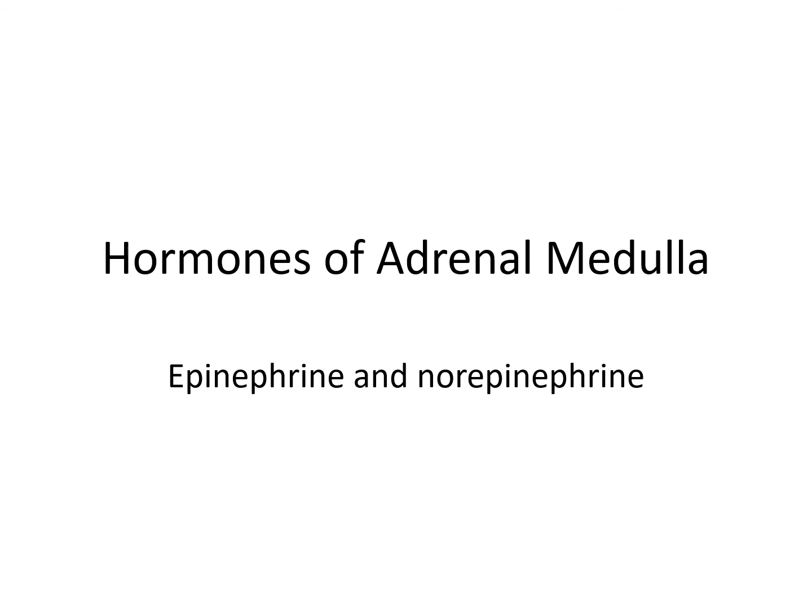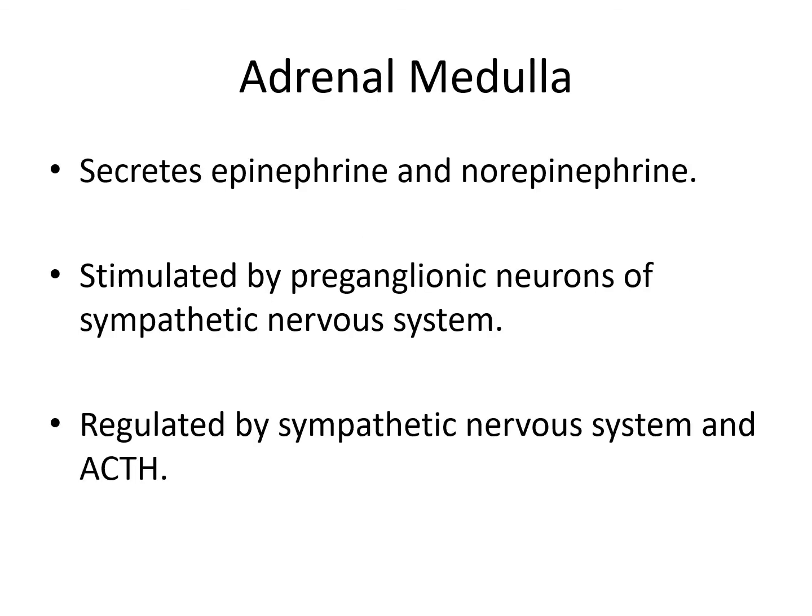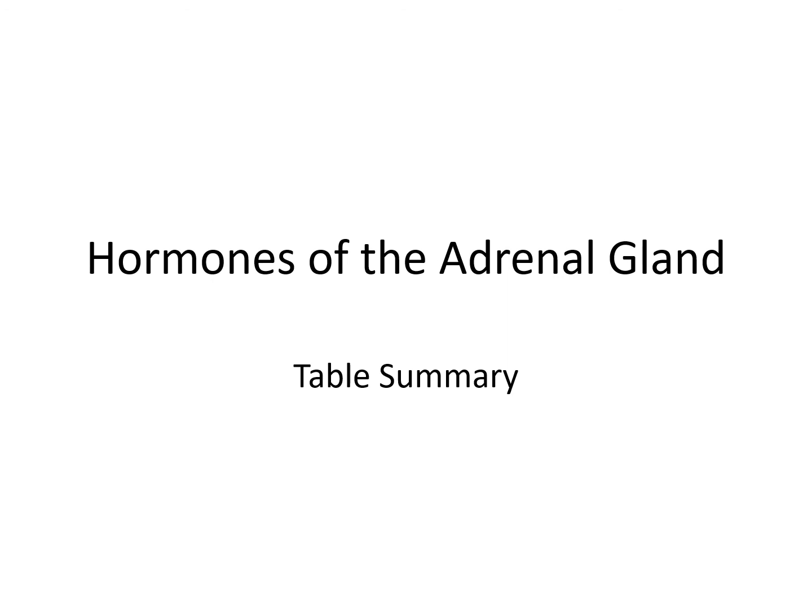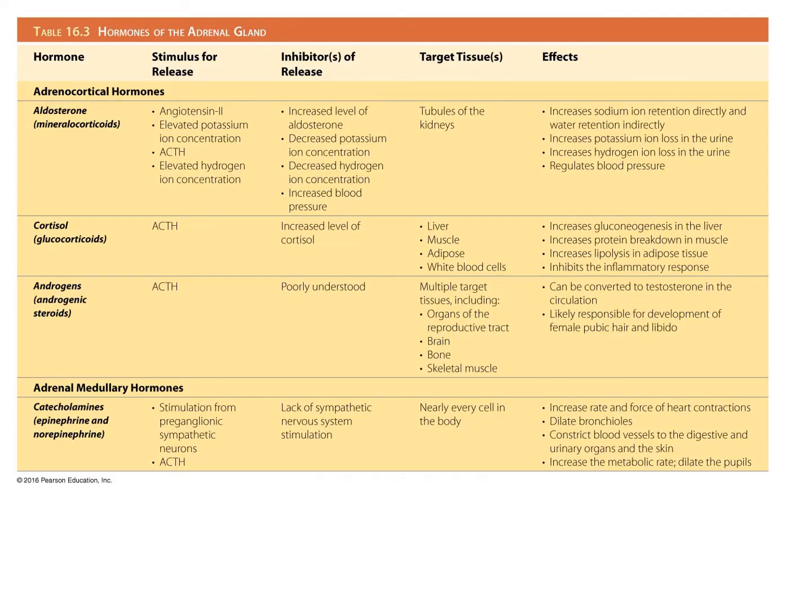Now, what about the hormones of the adrenal medulla? Well, we talked about this briefly already when we talked about the sympathetic nervous system. We said the adrenal medulla was like a giant ganglion that's stimulated by the preganglionic neuron, and it secretes epinephrine and norepinephrine. It's regulated by the sympathetic nervous system and ACTH. And so here is the final table showing the hormones of the adrenal gland that we just discussed.